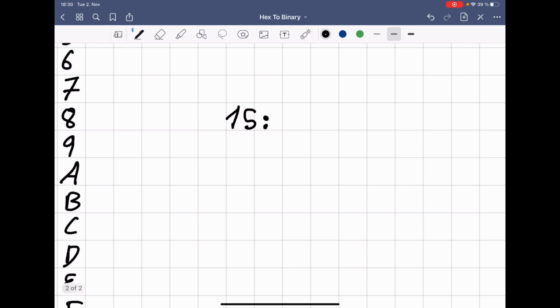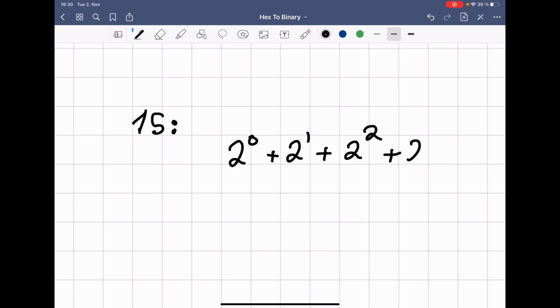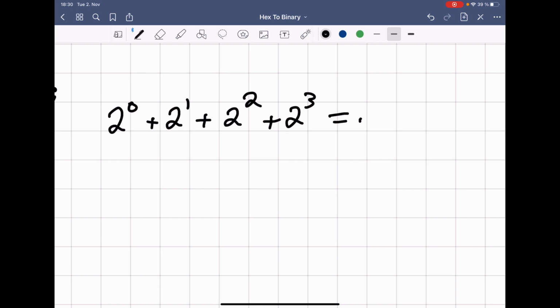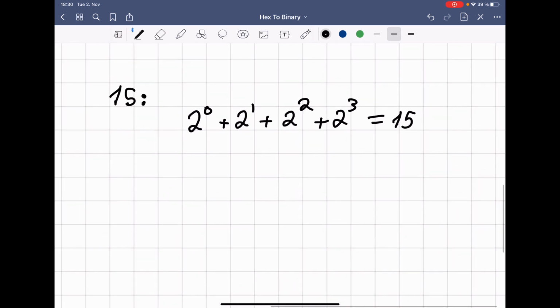The number 15 is basically a composition of 2 to the power of 0 plus 2 to the power of 1 plus 2 to the power of 2 plus 2 to the power of 3, which is equal to 15. I know, guys, it looks really confusing. I had the same trouble and the same issues all along, but looking at the videos and trying to understand it myself, I'm trying to make these videos in order to make it simpler.